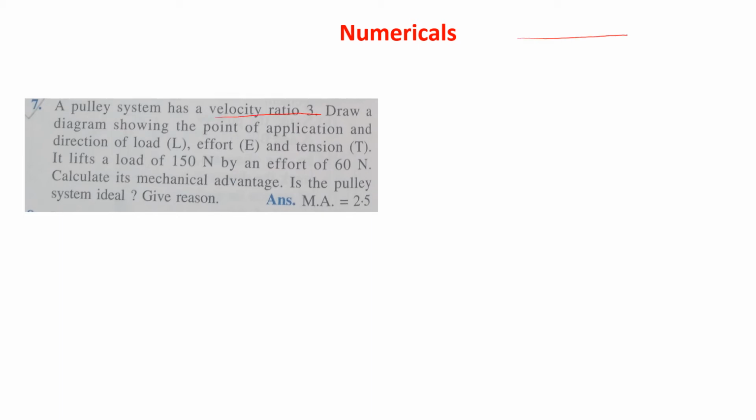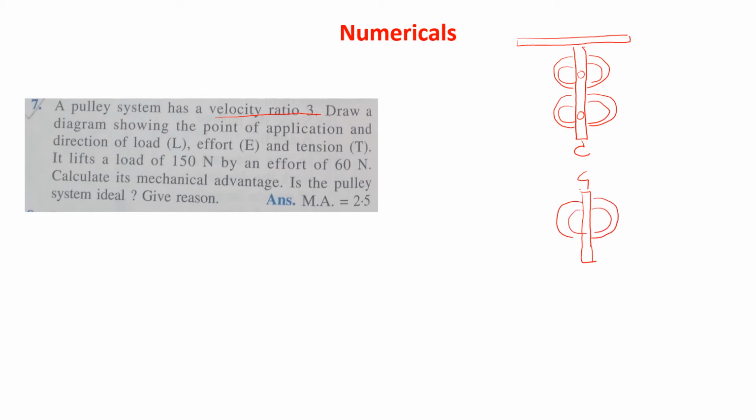So let us draw a pulley system. It will have 3 pulleys. So in the upper block it will have 2 pulleys, and the lower block will have 1 pulley only, because total 3. The load will be suspended from the lower block. This is the direction of the load.